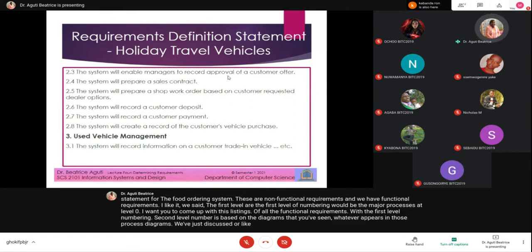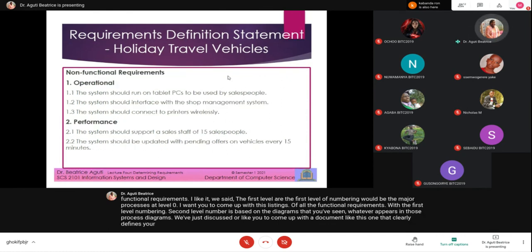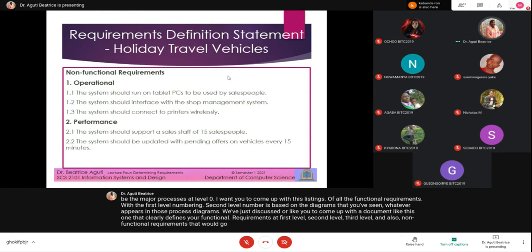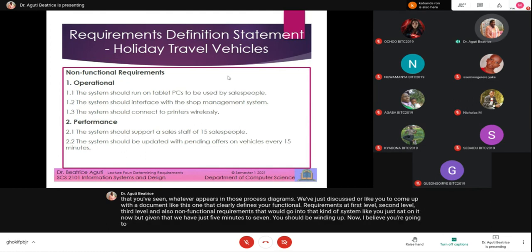I'd like you to come up with a document like this one that clearly defines your functional requirements at first level, second level, and third level, and also the non-functional requirements that would go into that kind of system. I'd like you to start on it now, but given that we have just 5 minutes to 7, you should be winding up now, I believe. You're going to spend the weekend just working on that.